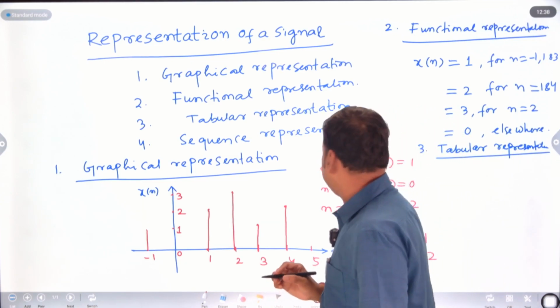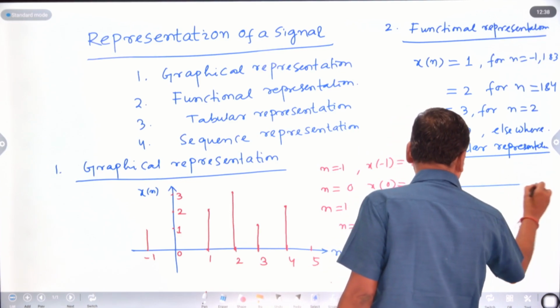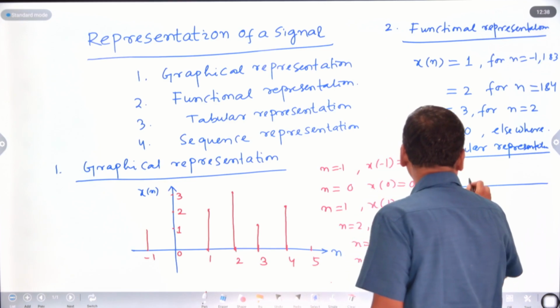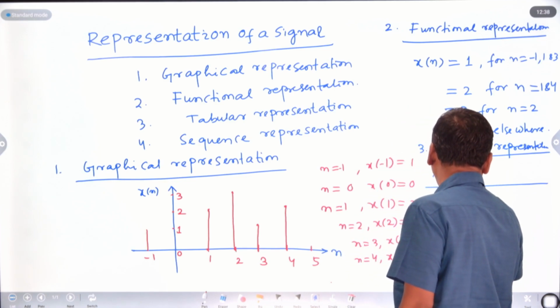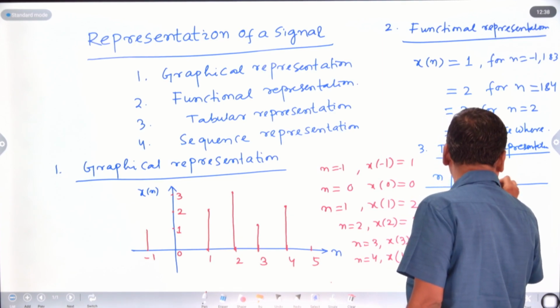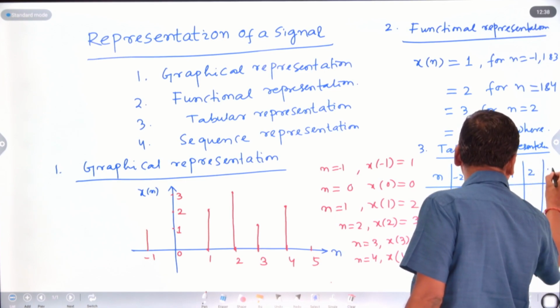So in a tabular representation, there is a table. One column is n, another one is x of n. This is your tabular representation. In tabular representation, n may be given as -3, -2, -1, 0, then 1, then 2, then 3, like this.